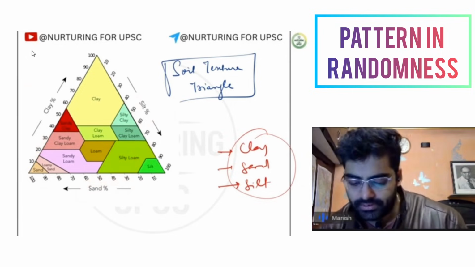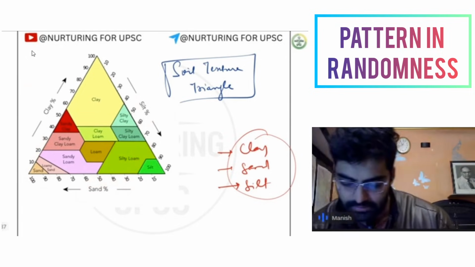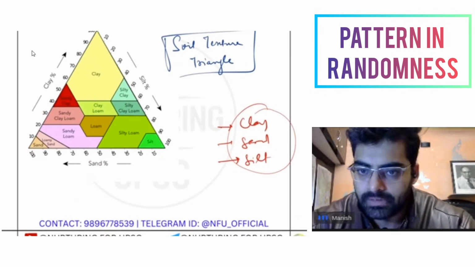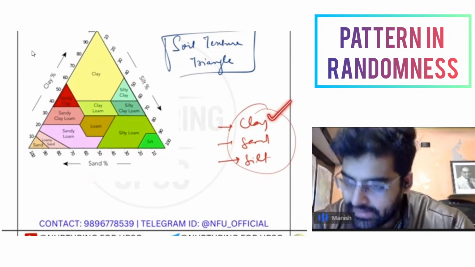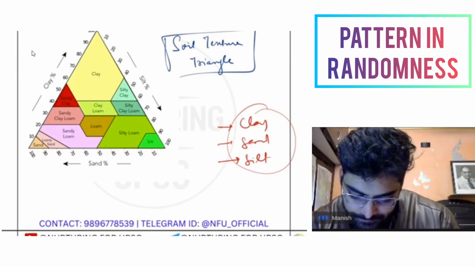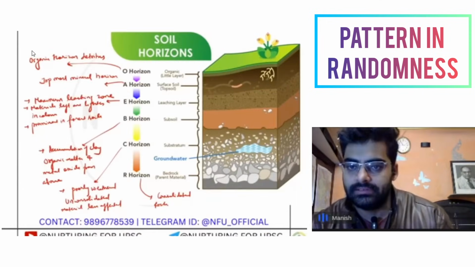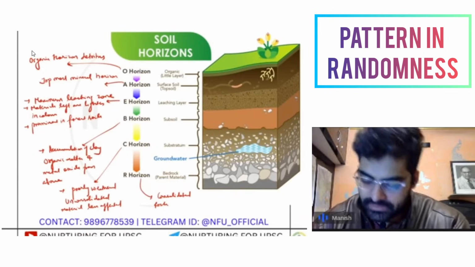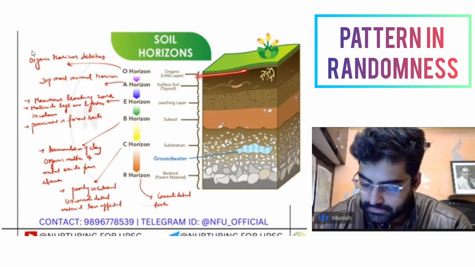All right, you don't need to learn this diagram, but it is just for basic understanding of how soil texture is defined. There are only three things: clay, sand, and silt. All right, and this is the soil horizon. If we go vertically into the earth's surface, we will get these layers of soil.